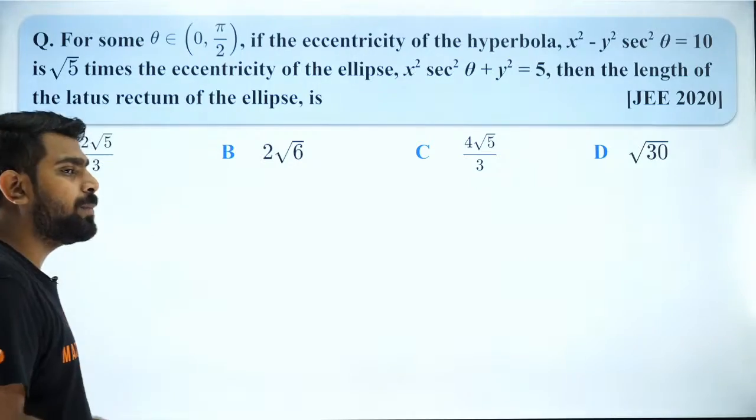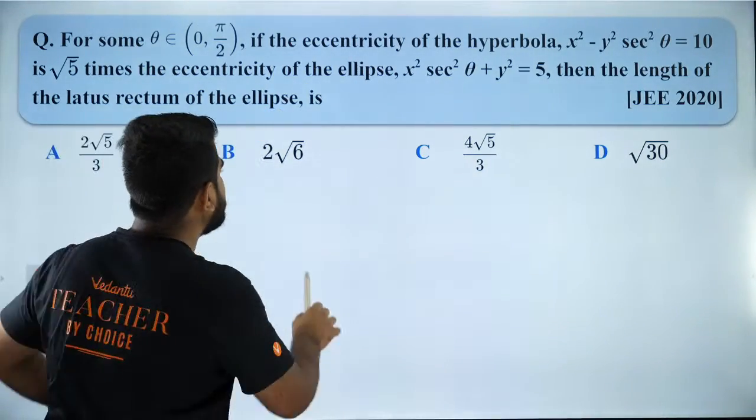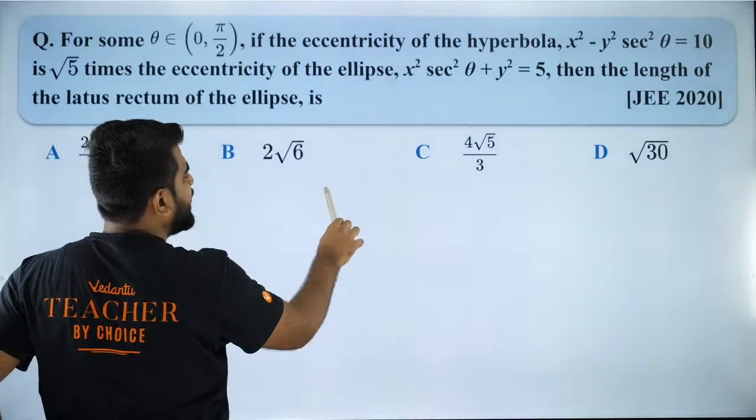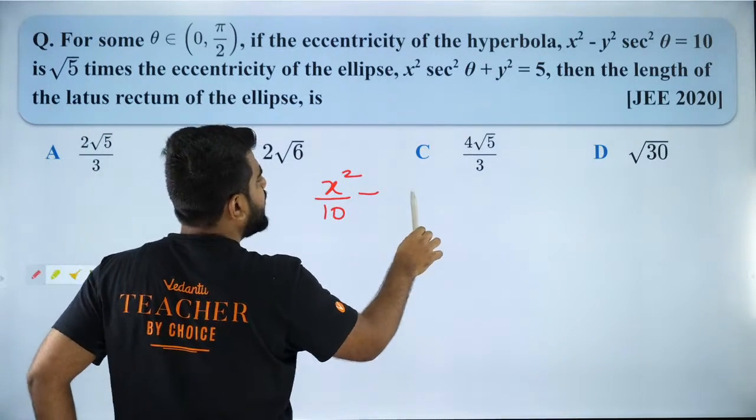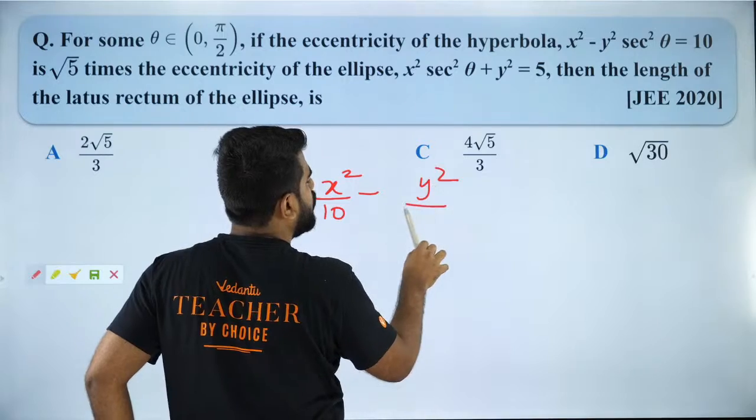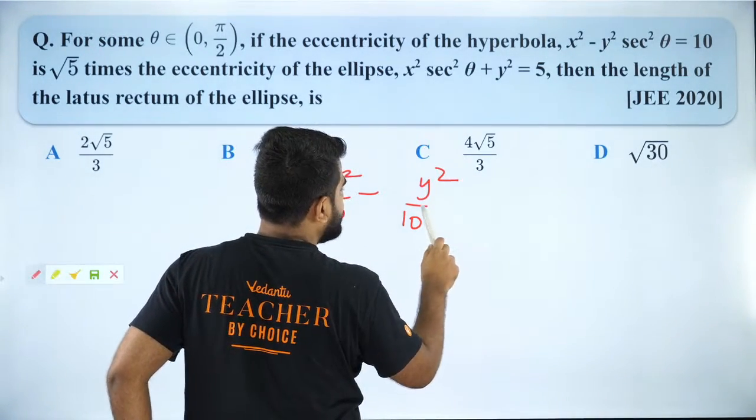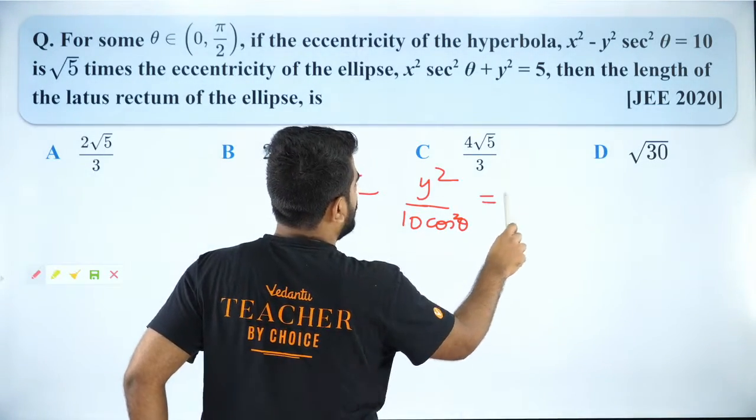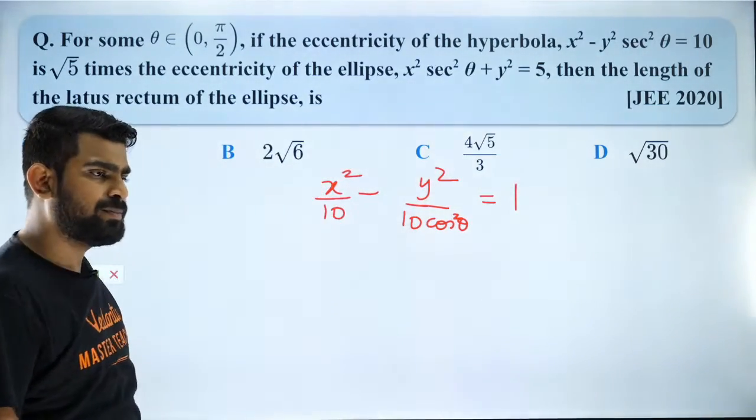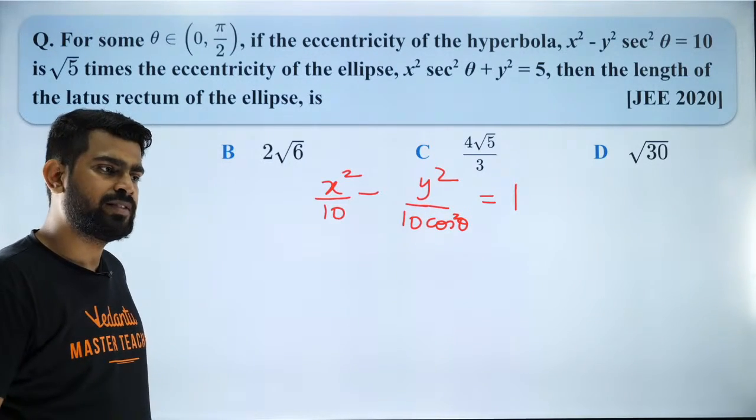Hi Satvik, welcome, man. So people, have you all done it? Let me help you. What is eccentricity of hyperbola? First of all, let me write it properly. The hyperbola equation is x square by 10 minus y square by 10 cos square theta is equal to 1. Everybody cool with it? Are you all able to understand?